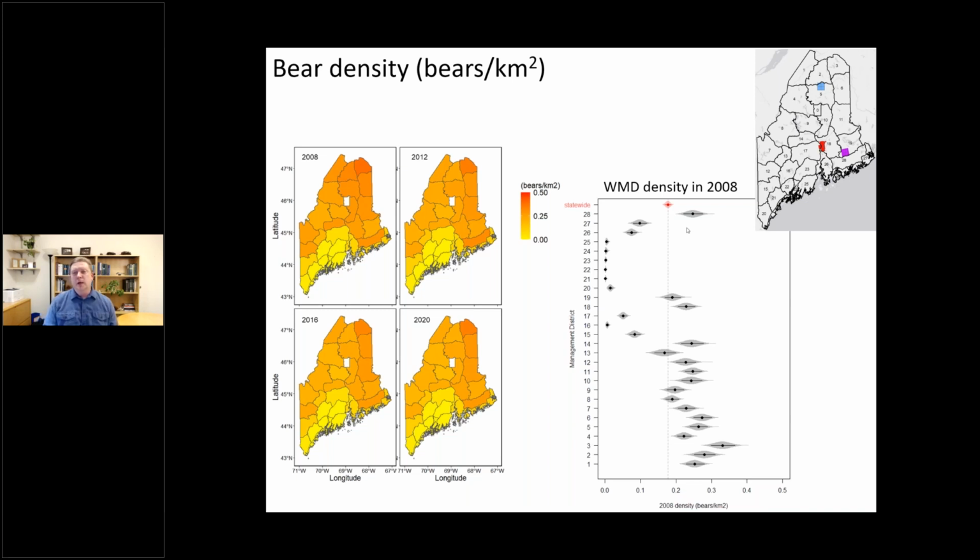For reference, some of the other bear studies that have been looking at direct ways to estimate density, like spatial capture-recapture in nearby states such as New York and Vermont, have been getting estimates of about 0.2 to 0.3 in some of those areas. So again, this overall average seems to be fairly consistent for bear populations in the region.